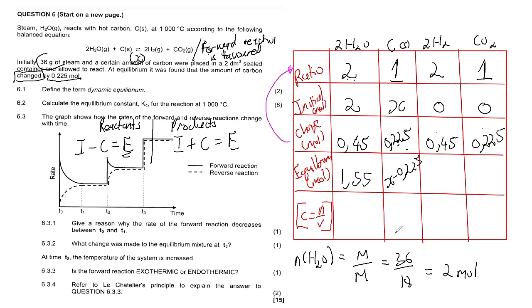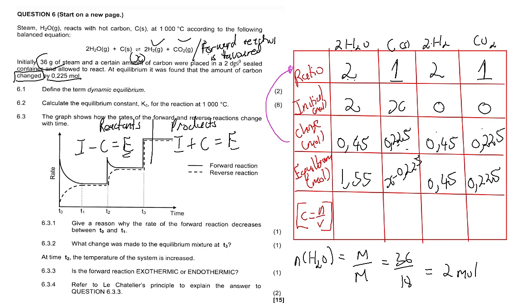Okay, and then for this part here, note that after this line, we are now dealing with the products, right? So these are products. Then we have to say 0 plus 0.45, which is 0.45. Then 0 plus 0.225, which is 0.225, right? Now to get our concentrations, we go back here and read.